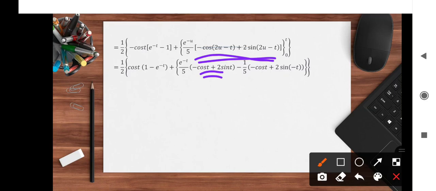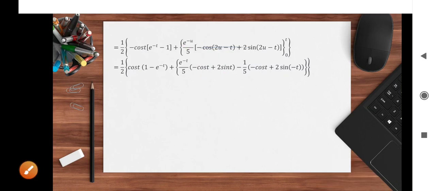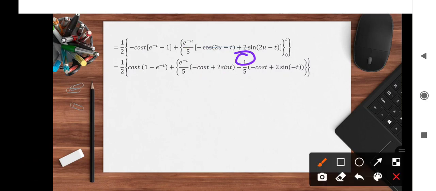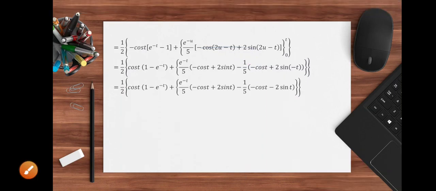For the lower limit, you get this exponential e raised to 0 as 1. So here we have got 1, denominator 5 as it is, minus cos of 0 minus t, that is minus cos t, as we know that cos of minus theta is same as cos theta. But this is not the case for the second term. So we get here 2 sine of 0 minus t, that is 2 sine of minus t. And we know that sine of minus theta is minus sine theta.